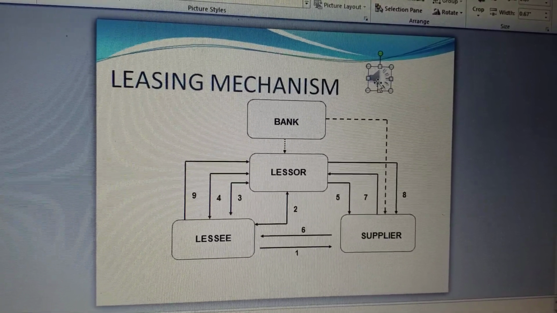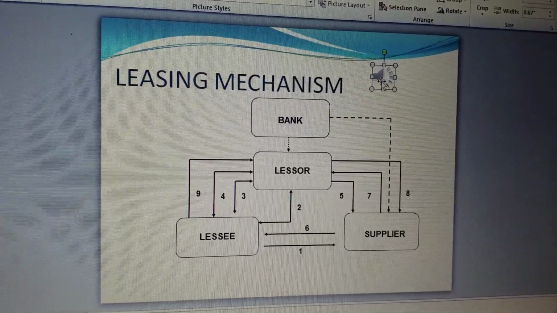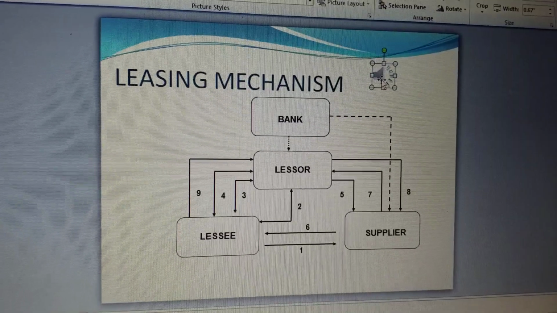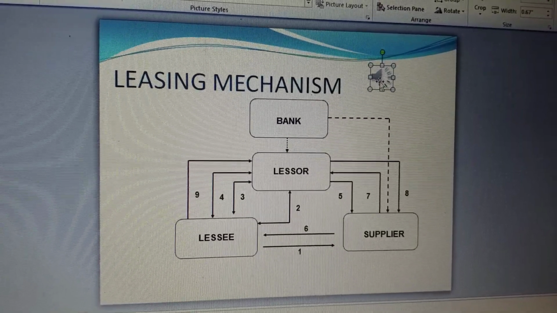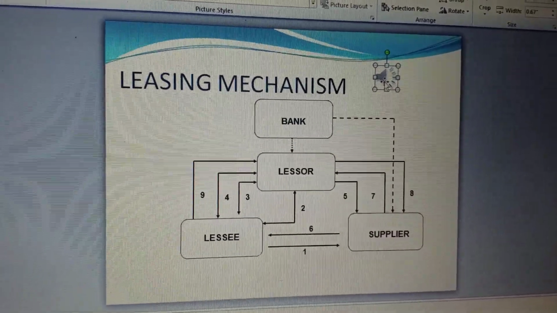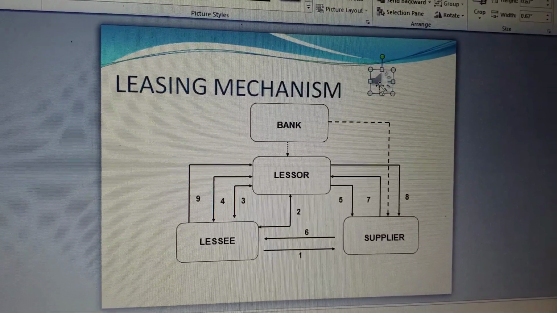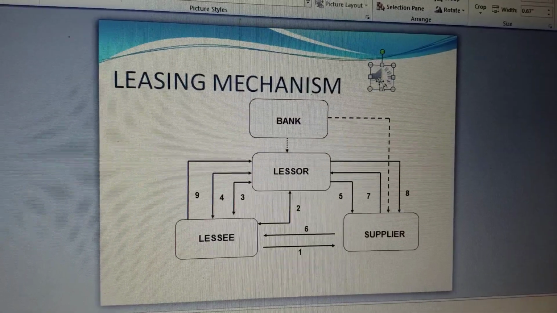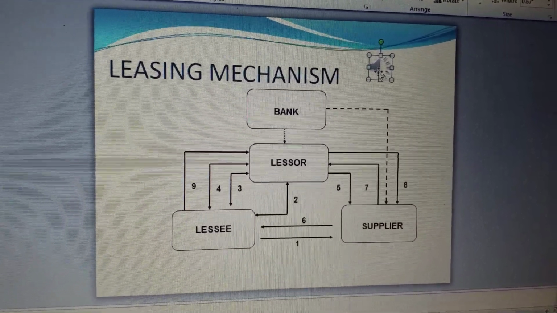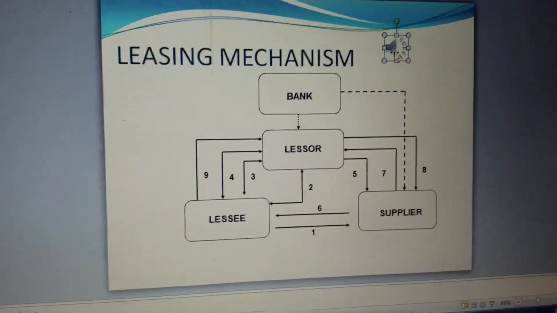And then, after the number 7 process is accomplished, the lessor would finish the payment. After that, the payment is process number 8. After that, here starts the process of leasing. So number 9 is the process of payment from lessee to the lessor.